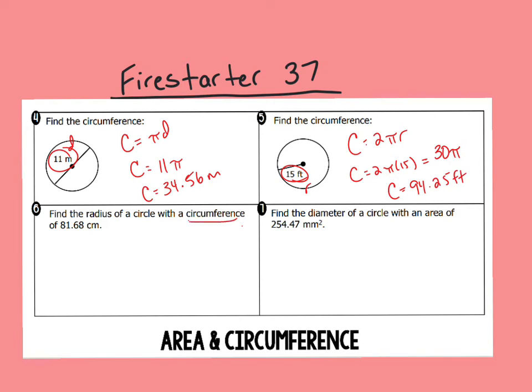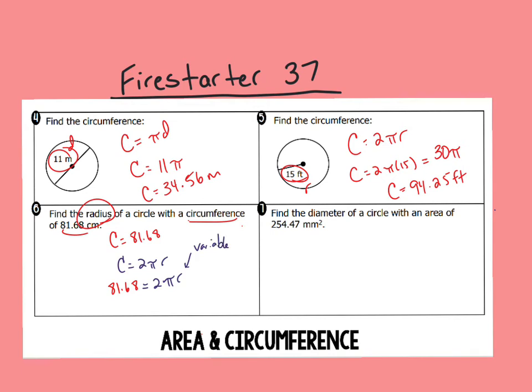Now this one's working a little backwards. So look, I say circumference is equal to 81.68. So my circumference equals 81.68. So they want to find the radius. So I'm going to work a little bit backwards. I know that circumference is equal to 2 pi r. Now I'm going to put 81.68 in there. And now it's just an algebra problem. That's our variable.